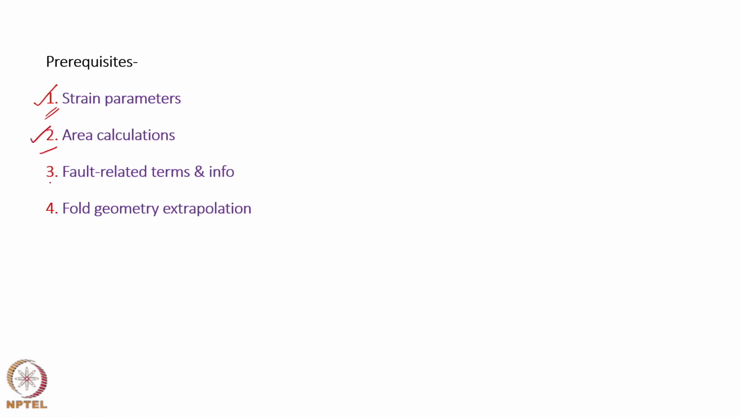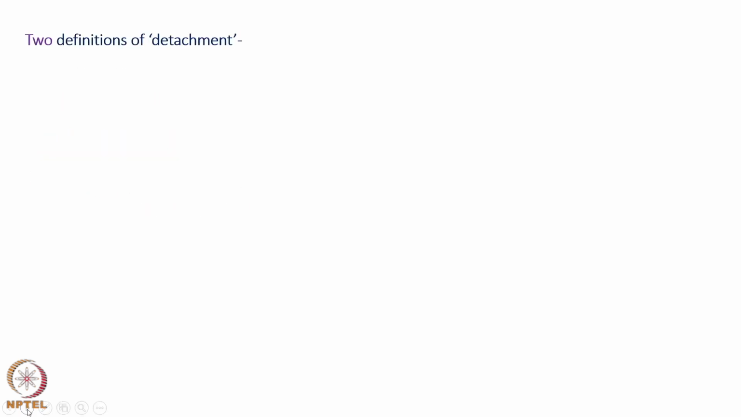We are now going to see fault related terms and information which will be useful in the cross section balancing studies. We need to understand two definitions of detachment in structural geology. In geoscience, there are few instances where the same word has two different meanings. For example, the word clay can have a mineralogic definition and also a sedimentological definition. In structural geology itself, the term detachment can be found to have two different meanings.